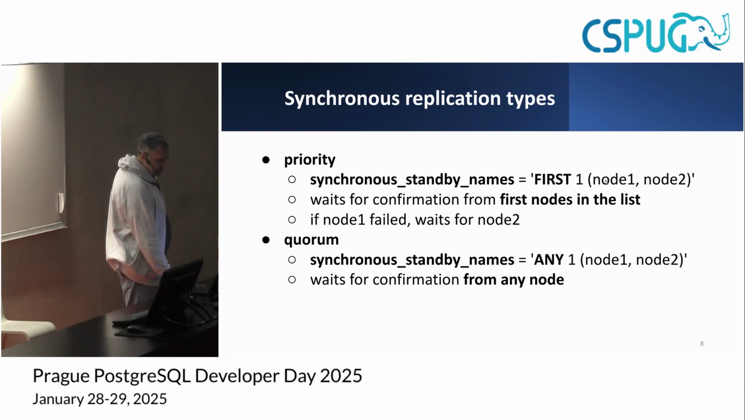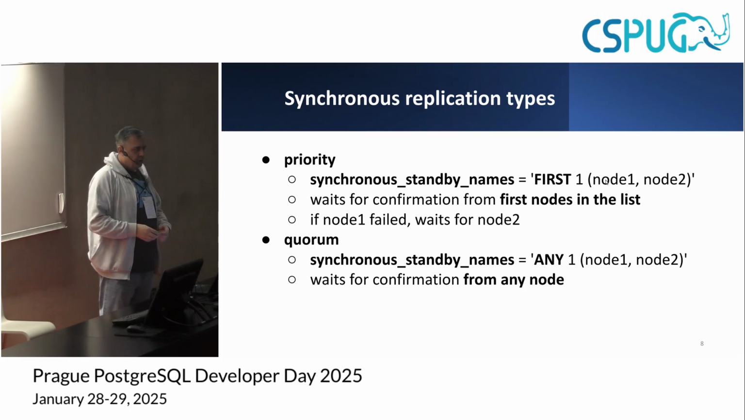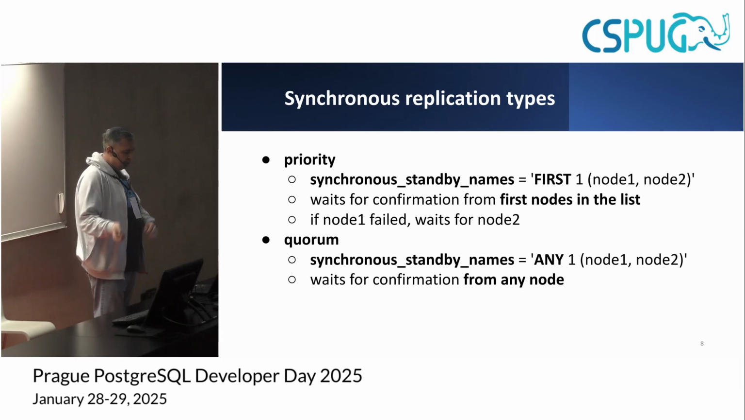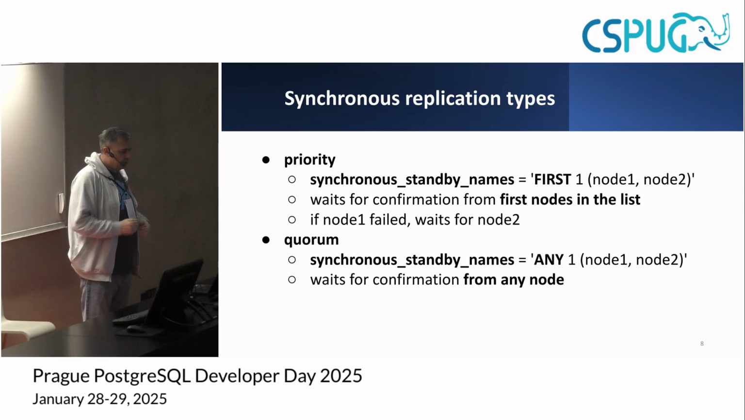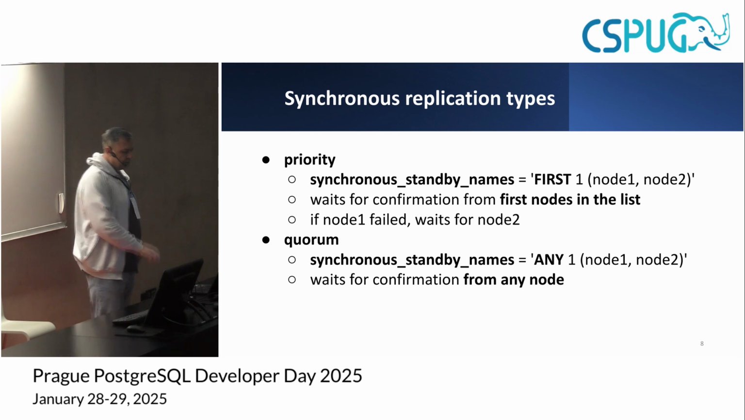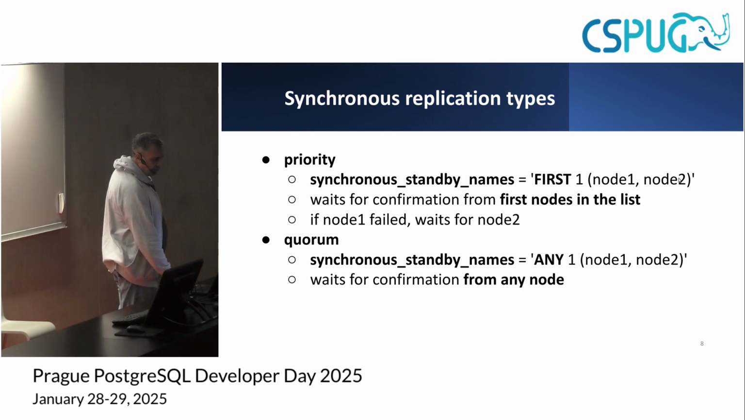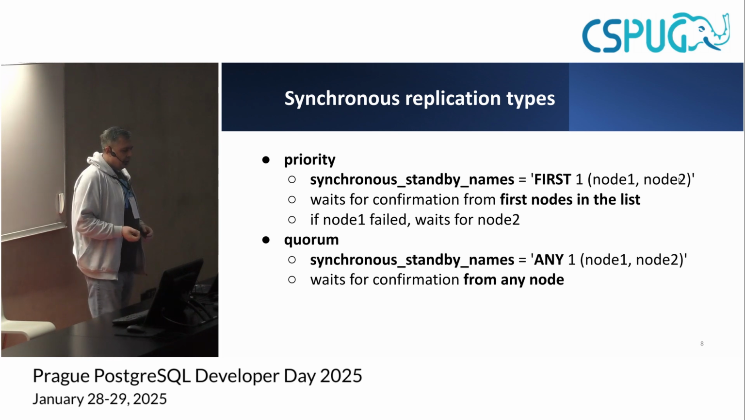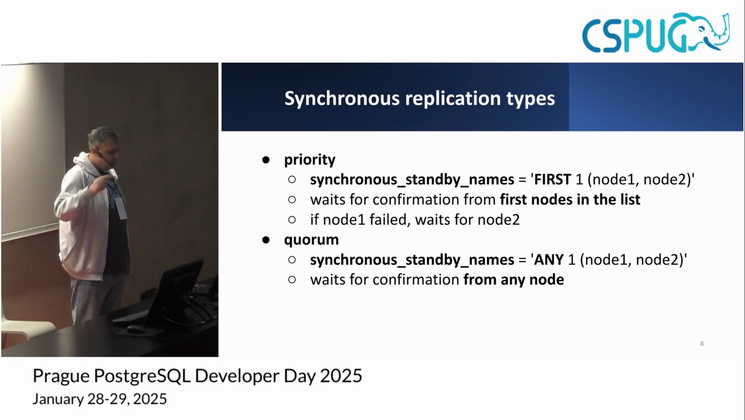In this example, if node 1 successfully received the transaction and confirmed it back to the primary, it will be considered successfully committed. In case node 1 fails, primary will wait for confirmation from node 2. Kind of works, but there are problems because it does it sequentially.